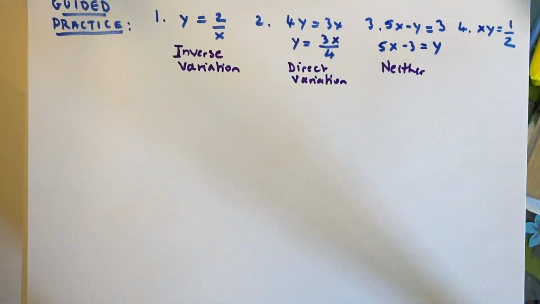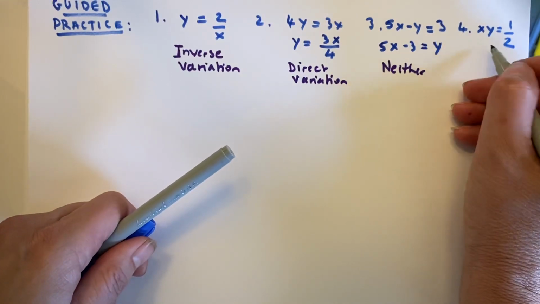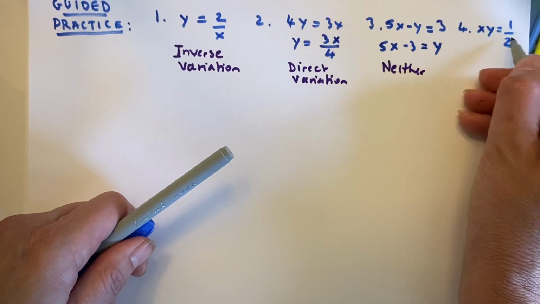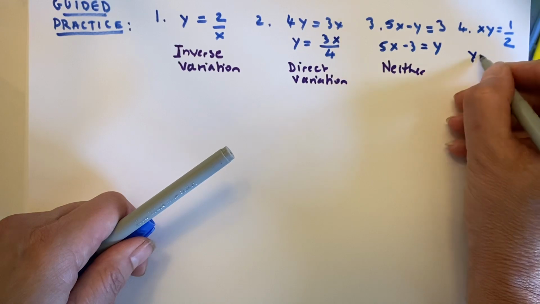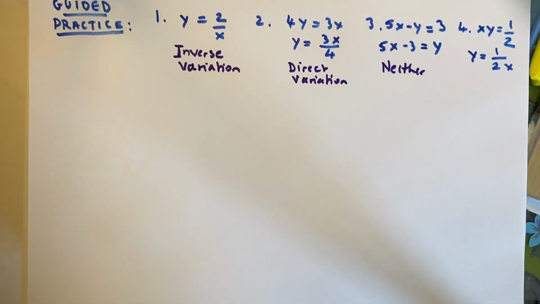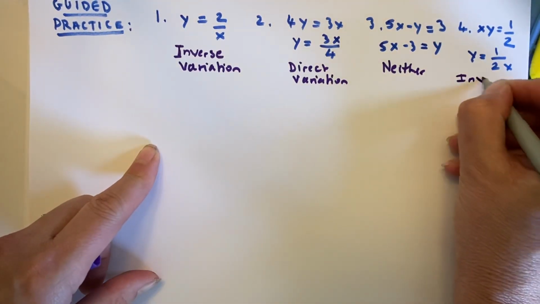Last, we're going to look at this, and to put that in y equals form, we're going to have to divide by x to get rid of it, right? The opposite operation, if it's multiplied by x, we have to divide both sides by x. And when I do that, I end up with y equals 1 over 2x. And you can see that that is going to be an inverse variation.